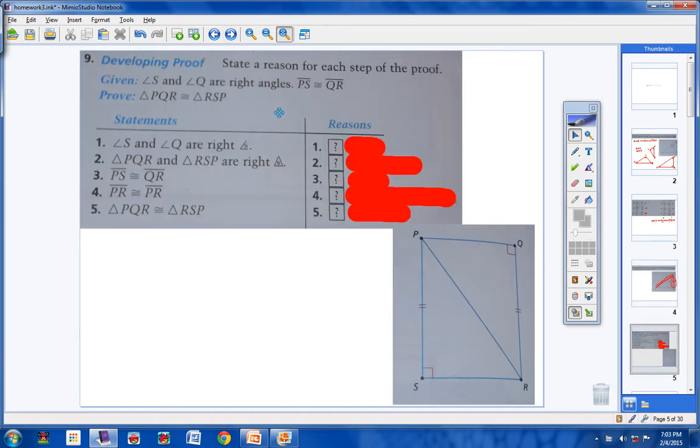Number 9, state a reason for each step of the proof. Alright, well, let's take a look at this. S and Q are right angles. Well, that's your given. S and Q are right angles. That's your given. So we're going to say that's given.